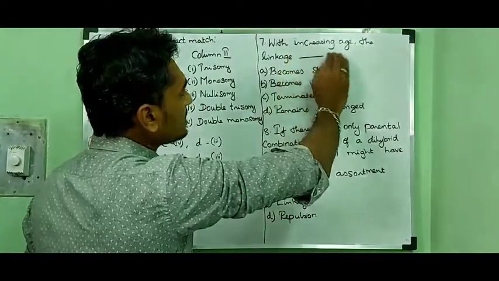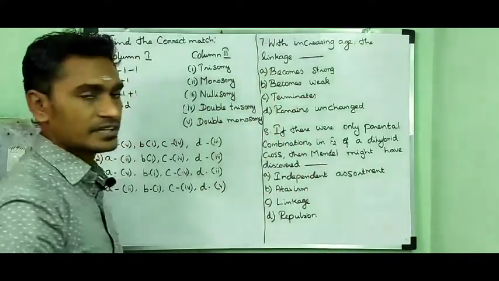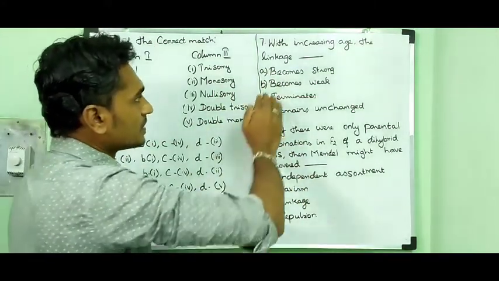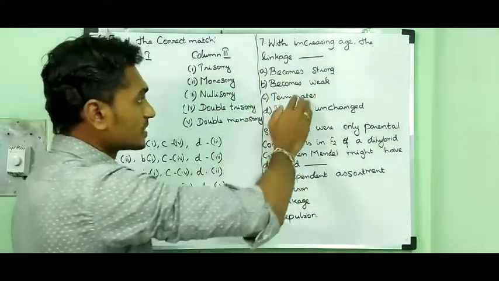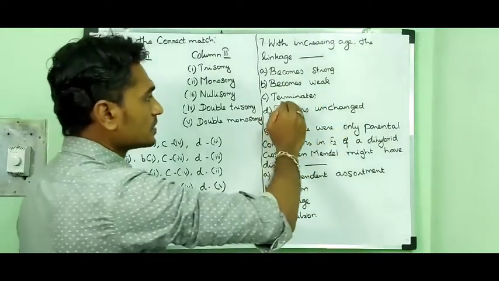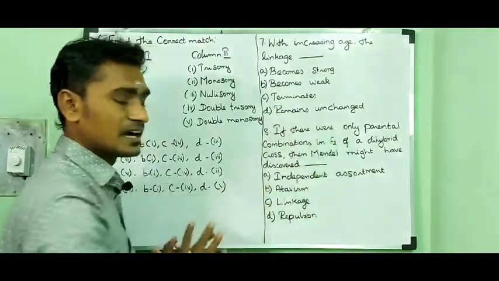With increasing age, the linkage strength becomes strong, becomes weak, terminates, or remains unchanged.